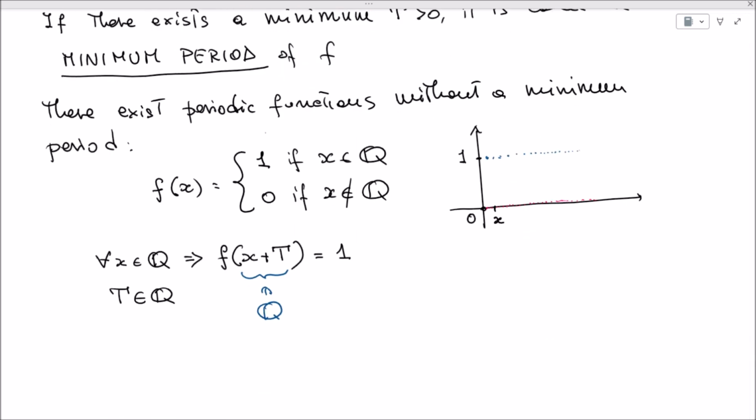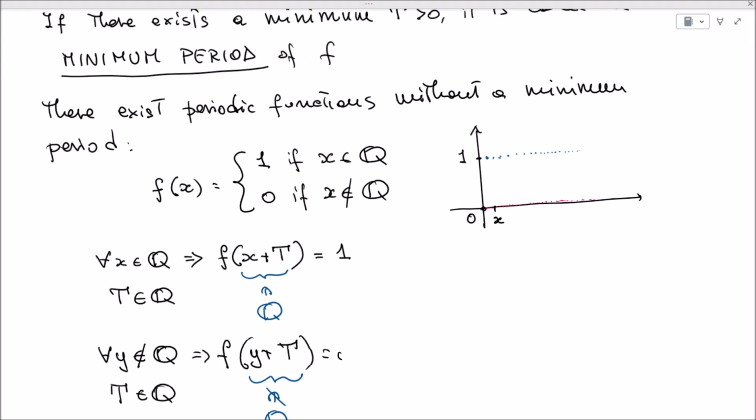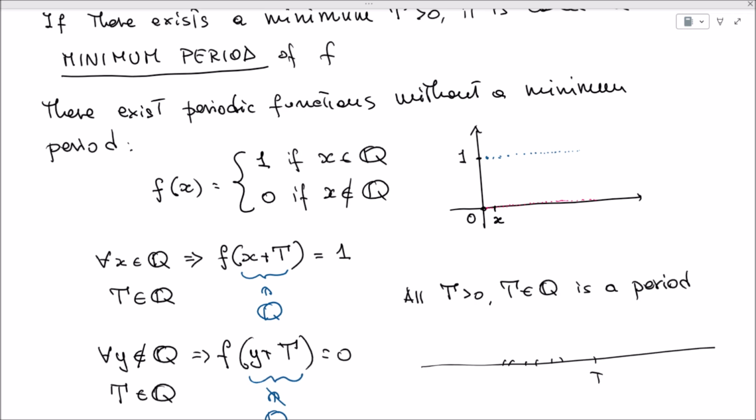If instead we consider y that does not belong to Q, is not rational, but again t is any rational number, then f of y plus t, well, in this case this new number here would not be rational. So that implies that f of y plus t is going to be 0. So you see that all t larger than 0 with t rational is a period. And so we are considering all possible t in the rational line. So clearly there is no minimum period. For this function, still the function is periodic.